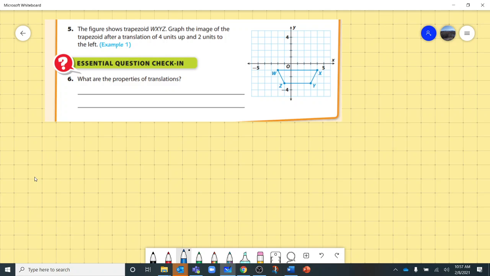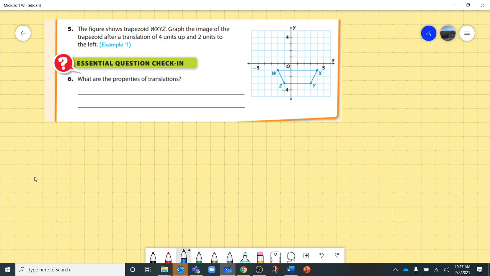Okay, so translations, we're talking about transformations, which is different things that we can do to shapes or to figures. We're going to start with translations, but a transformation is anything that changes from our pre-image, which is the shape or the figure that we start with, to our image, which is what we end up with. With translations, all of the movements are straight lines.